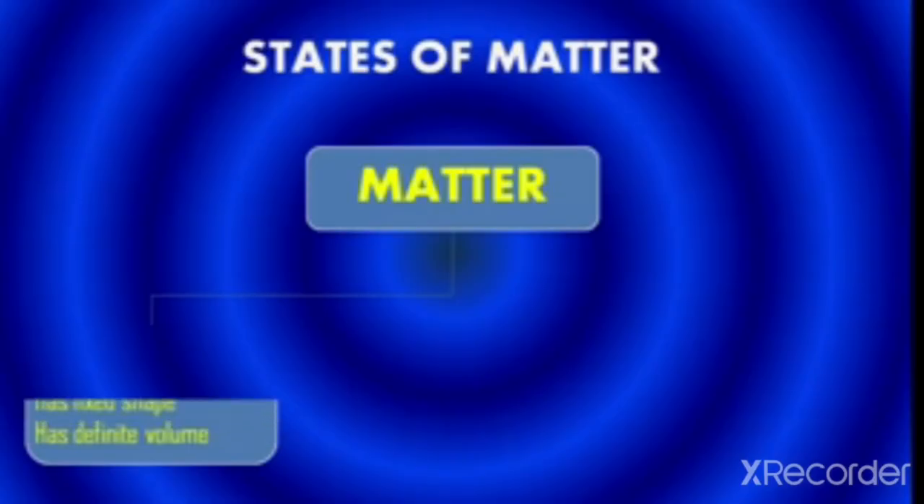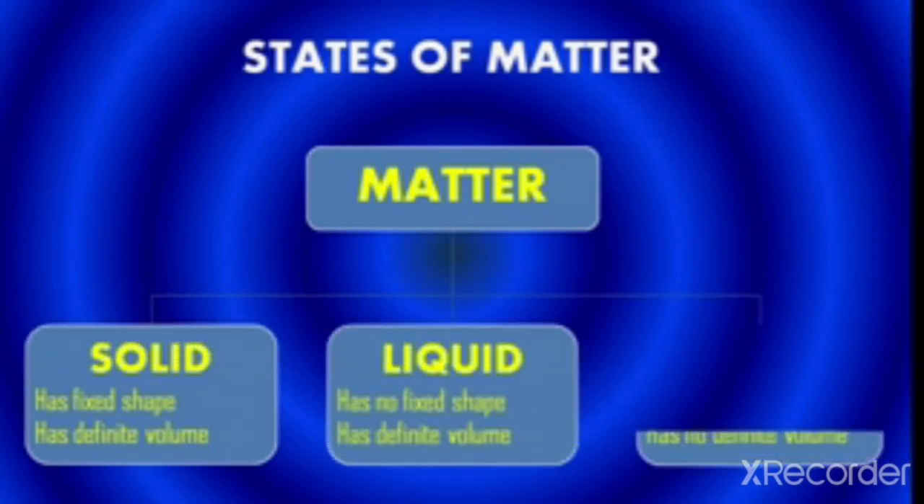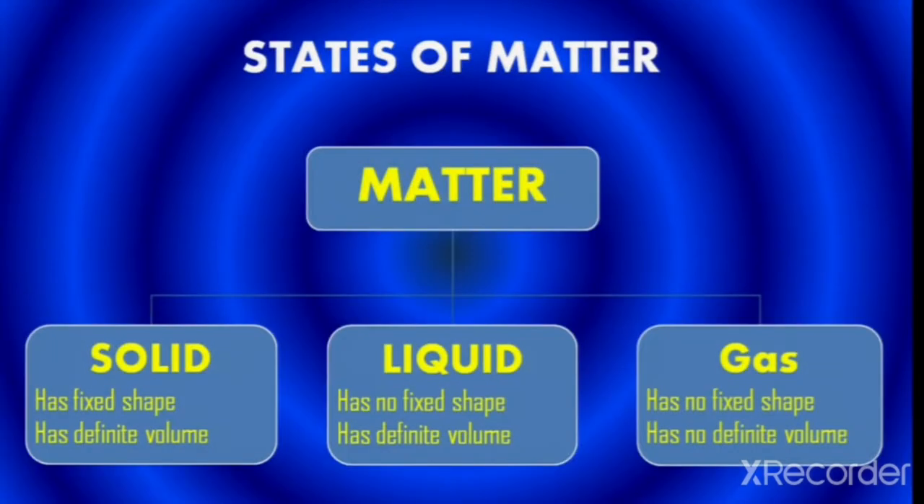So, states of matter are solid, liquid and gas. Solid has a fixed shape. It has a definite volume also. Liquid has no fixed shape, has definite volume. Gas has no fixed shape, neither does it have a definite volume.